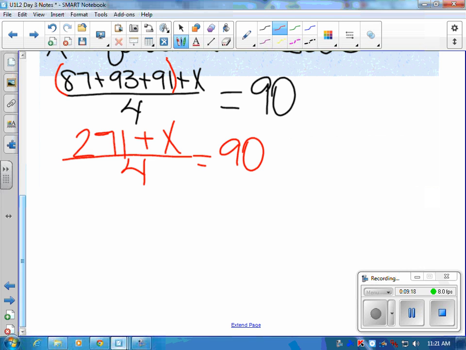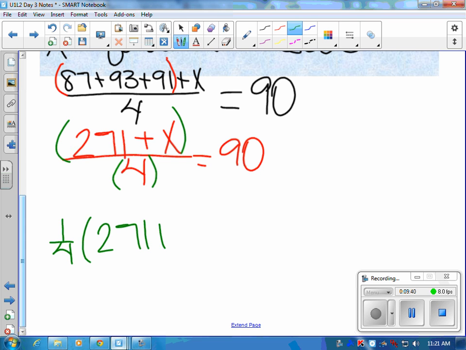So now I have 271 plus x over 4. We need to remember that the fraction bar is like a grouping symbol. Everything in the top is grouped together and everything in the bottom is grouped together. I can also write this as 1/4 times 271 plus x. These mean the exact same thing.